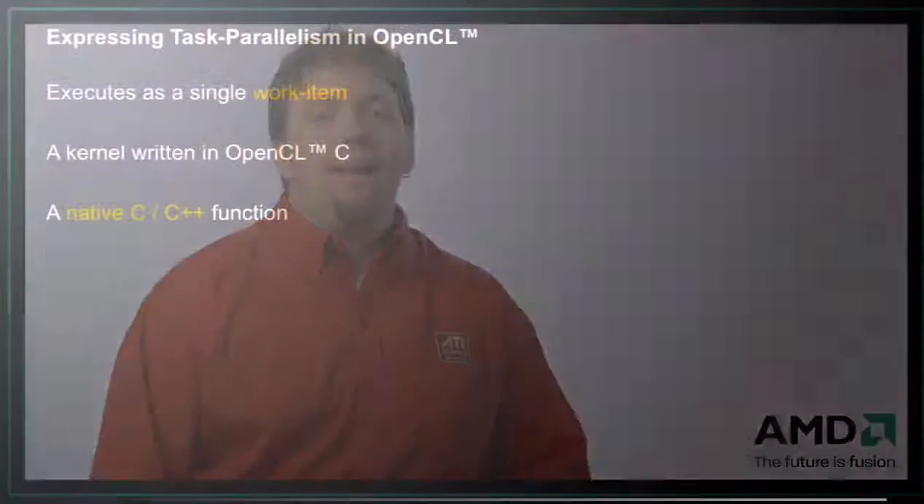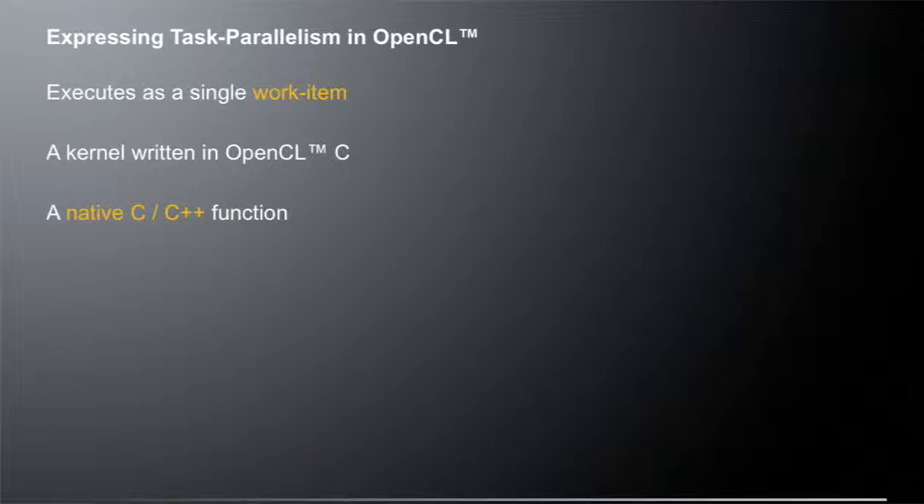So, expressing task parallelism in OpenCL. We just talked about how you express data parallelism in OpenCL. It's also possible to express task parallelism in OpenCL. And here what we're going to do is execute a single work item as a task. And you can write your kernels either in OpenCL C, which we'll be talking about in a later video, or as a native C or C++ function.